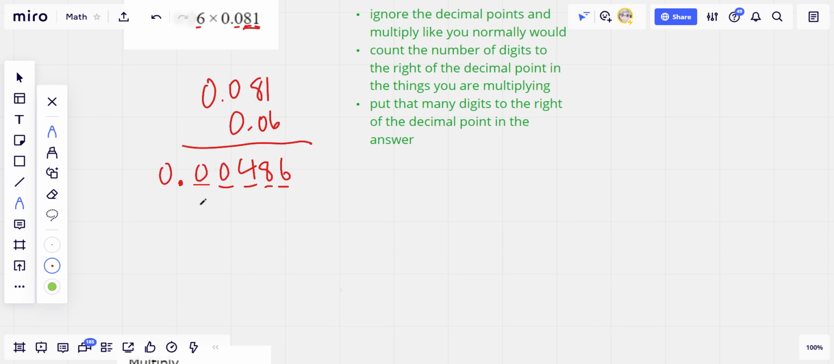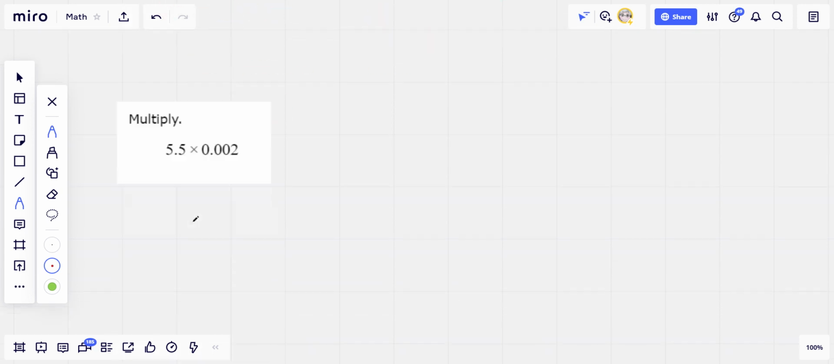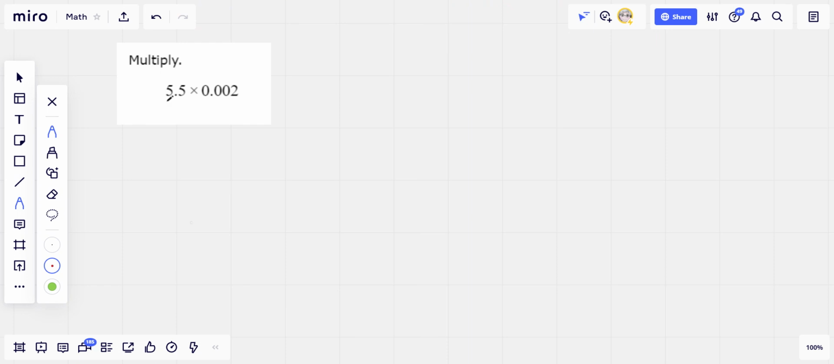And then we put that leading 0 on too. So 0.081 times 0.06 is 0.00486, or 486 hundred thousandths. Let's try one more like that. This one's slightly different because we're multiplying 5.5. This one's not less than 1, but we're multiplying it by 0.002. So I think this answer is going to get pretty small too.